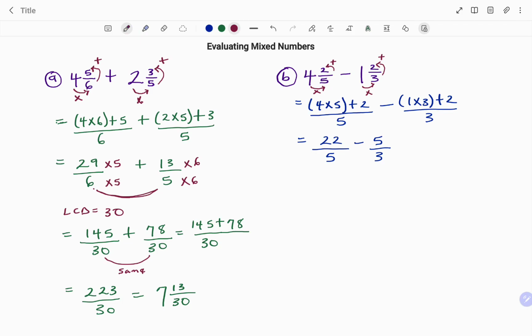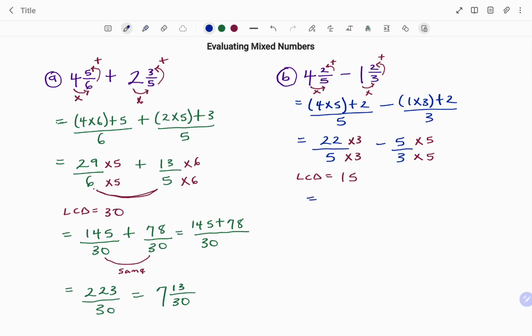Using the LCD method, or the lowest common denominator, the lowest common denominator for 5 and 3 is 15. Note that I need to make the denominators the same in order to add. So what I will have is, to make my denominator 15, I'm multiplying my left hand side by 3. Whatever you do at the top, you do at the bottom. And on my right hand side, I'm going to multiply by 5.